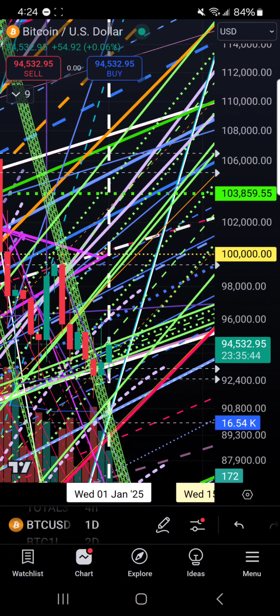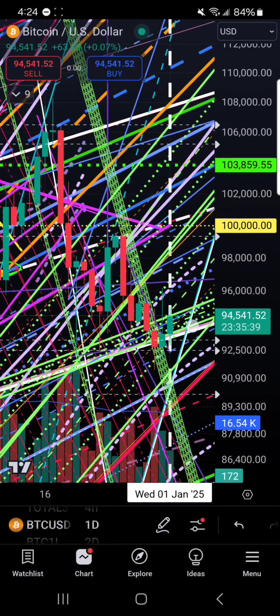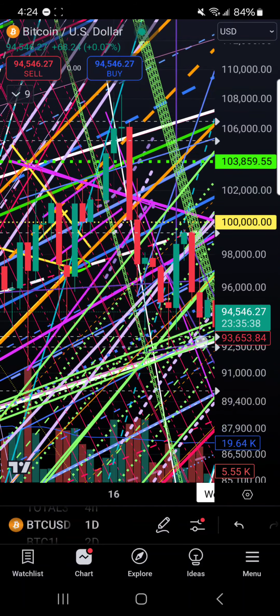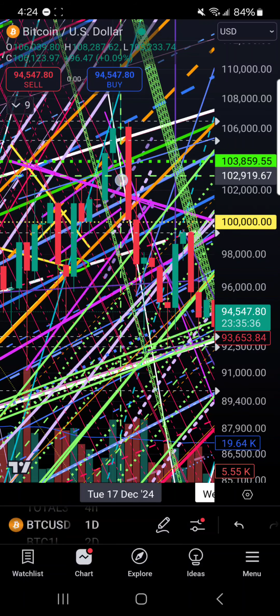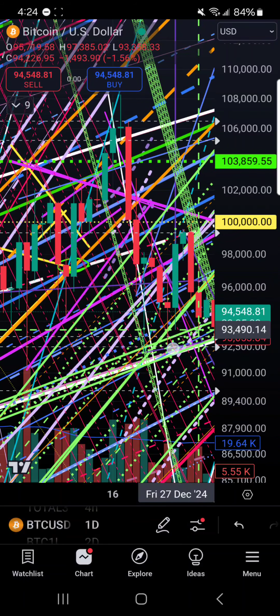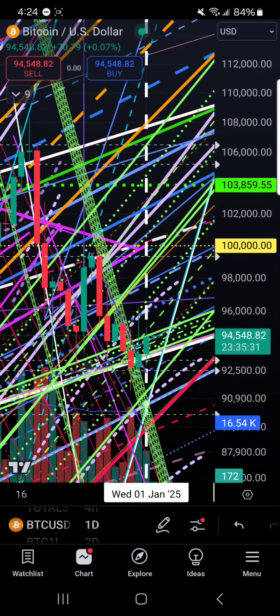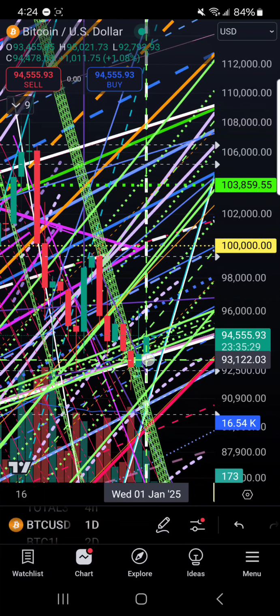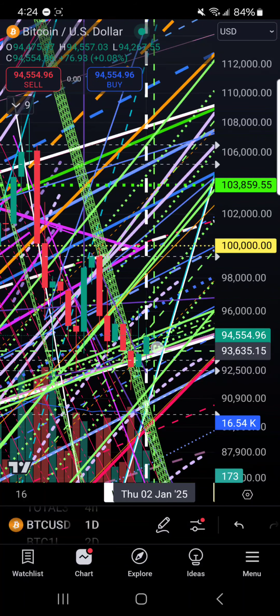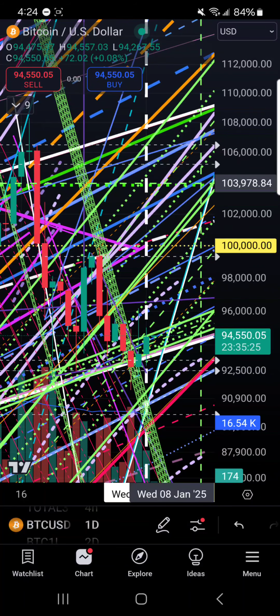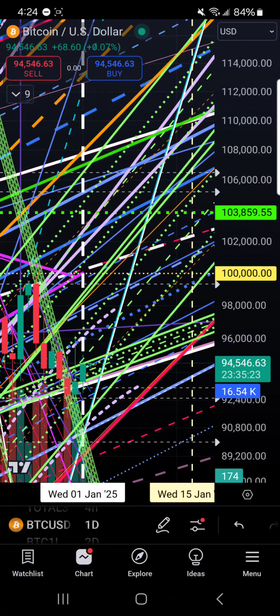Anyway, let's stay here for a second, because what we've done, you can see, is that we just came back down to the bottom of the white parallel channel right here. So it makes sense that now we would continue back upwards through the channel. And I believe that is what we're going to do.